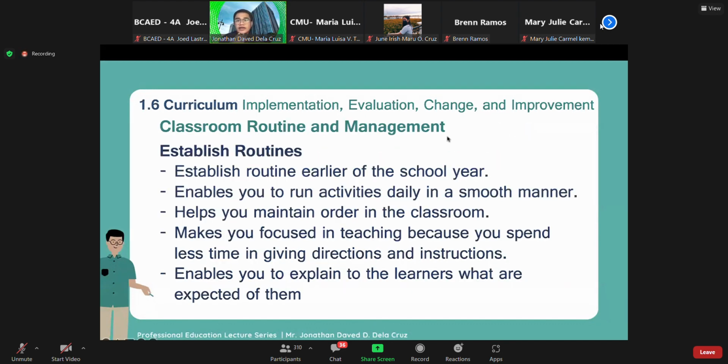Now, classroom management is very important. You have to establish a routine earlier of the year or school year. Maganda po na dapat unang meetings pa lang established na. Enables you to run activities daily in a smooth manner kasi hindi mo na kailangan magpaulit-ulit. Pero minsan ng mga bata, kailangan mo talaga magpaulit-ulit.